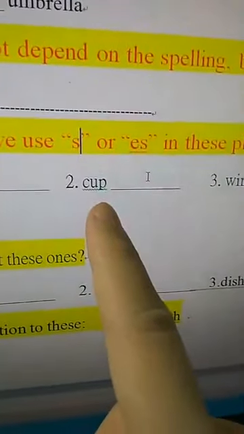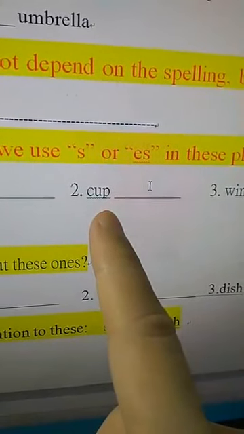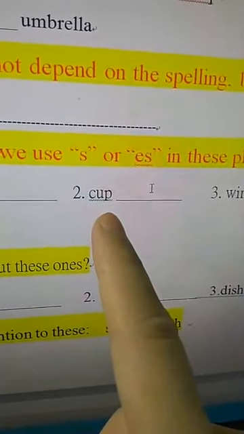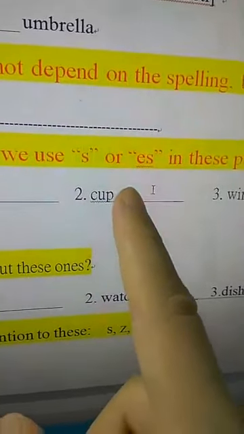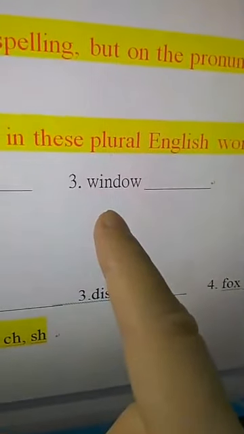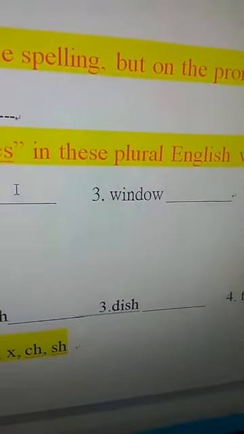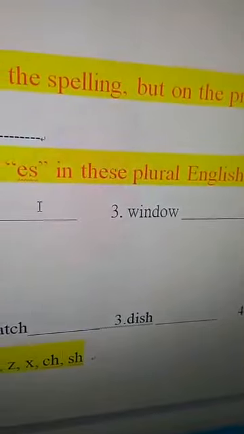How about number 2? Cup. What's the plural form of cup? Think about it. You're right, cups. That's very easy, right? Wow, you're so smart. How about number 3? Window. What's the plural form of window? Think about it. Write it down in the comments, okay?